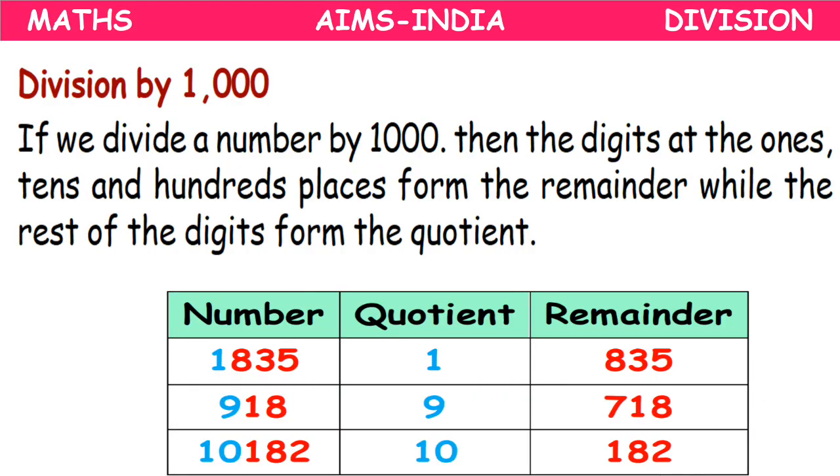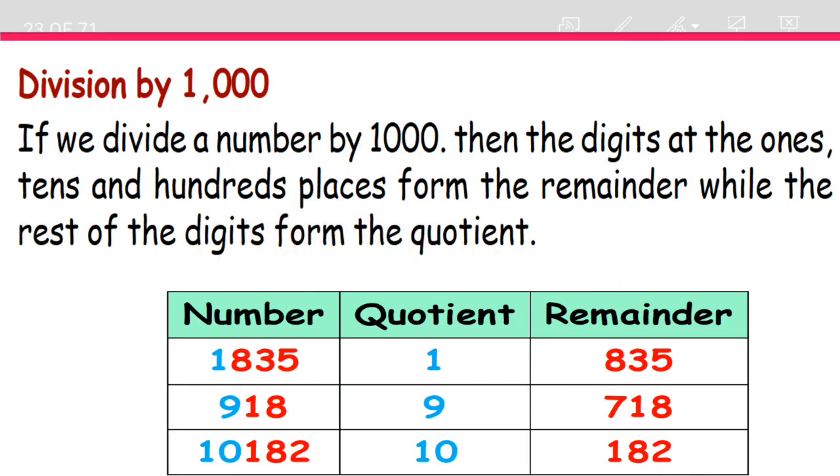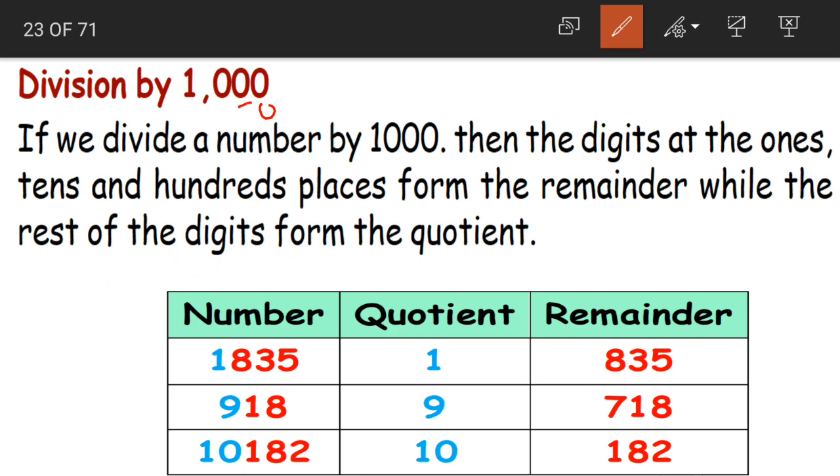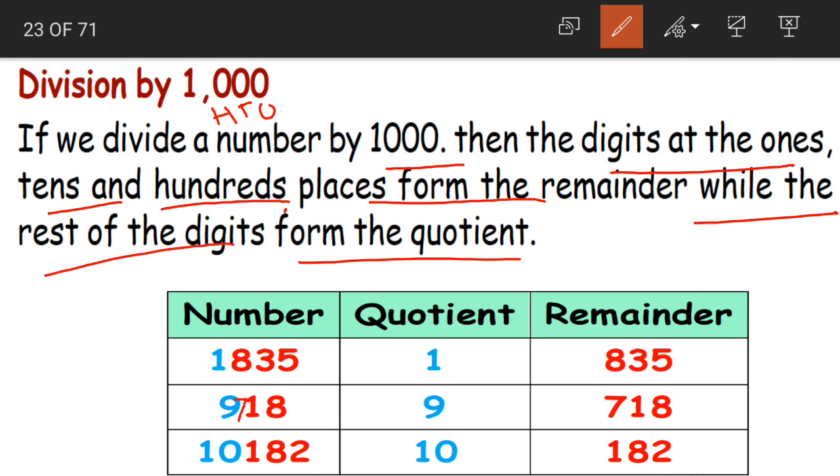Clear children? Now in the same way, division by 1000. Now in 1000 we have zeros at ones, tens and hundreds. So when we divide a number by 1000, the digits at ones, tens and hundreds places form the remainder while the rest of the digits form the quotient. Okay children, now let us see some examples. 1835. These three digits form our remainder and the remaining digit 1 becomes our quotient.